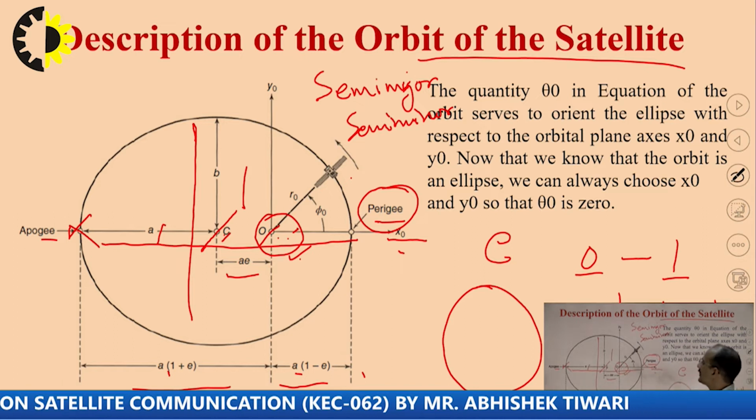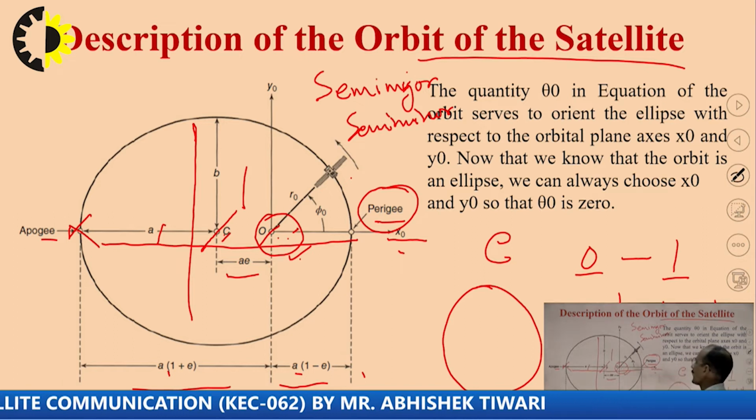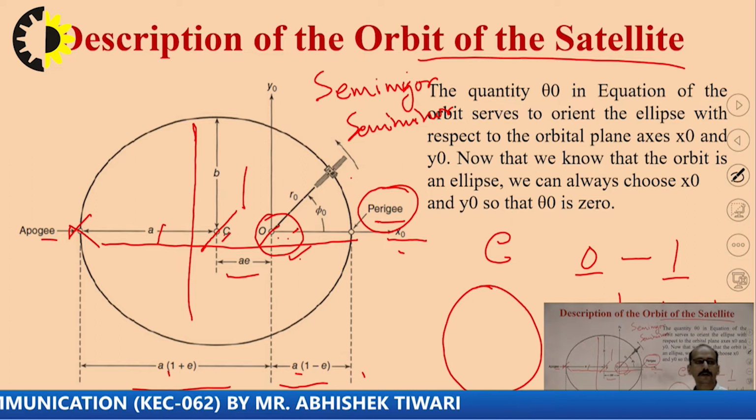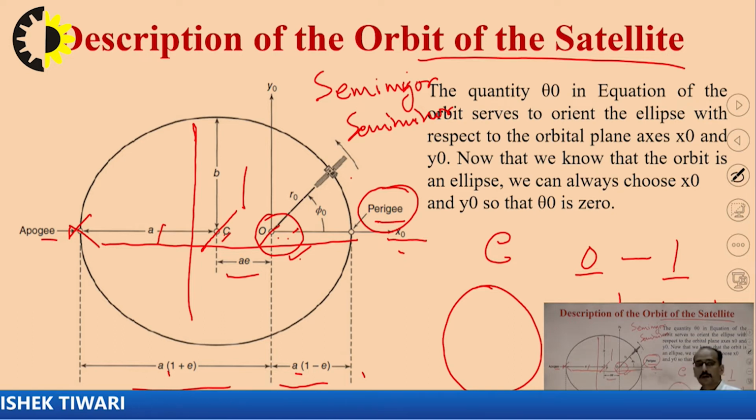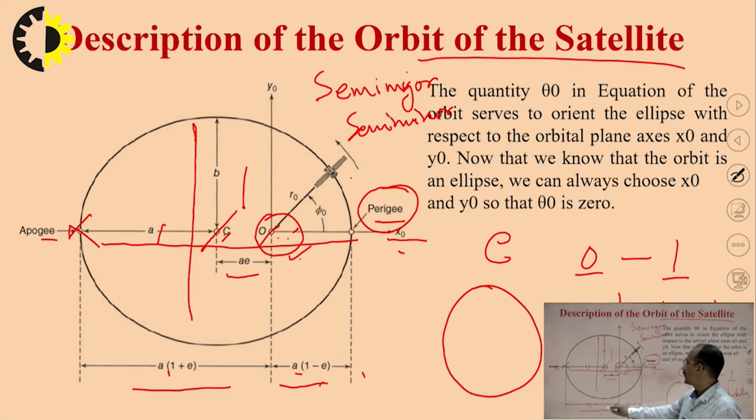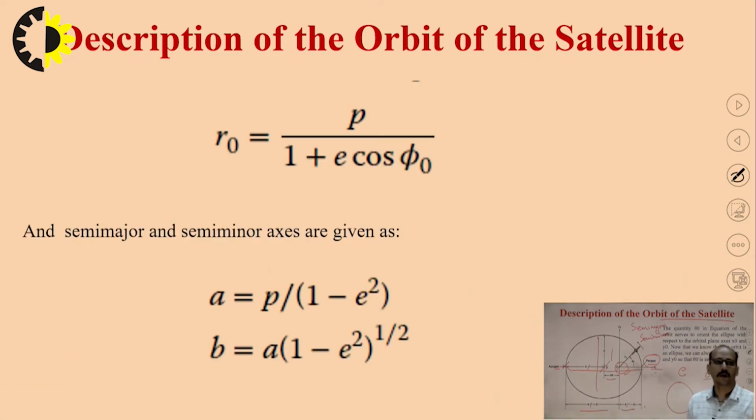So this is the description of the orbit of the satellite which is going to be used in the further procedure, and the apogee distance and perigee distance are a(1+e) and a(1-e). You have to consider and remember all these formulas for your numerical part.